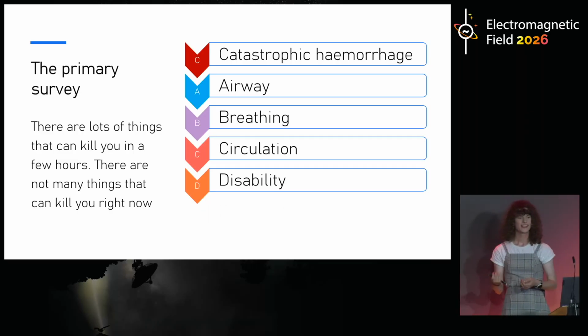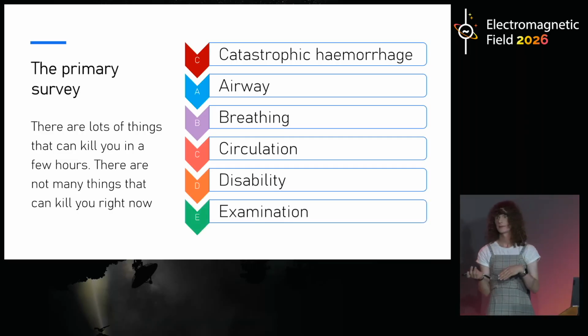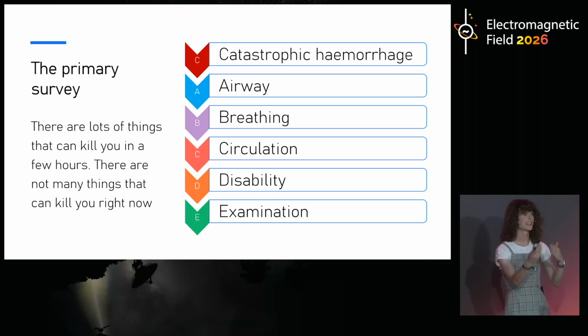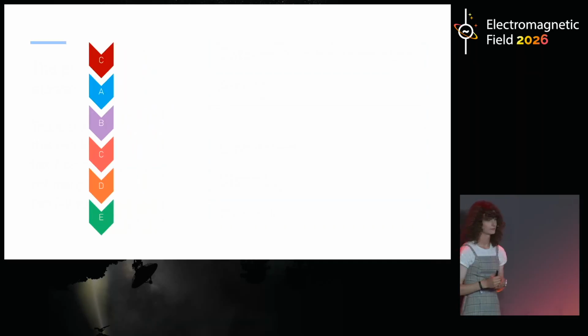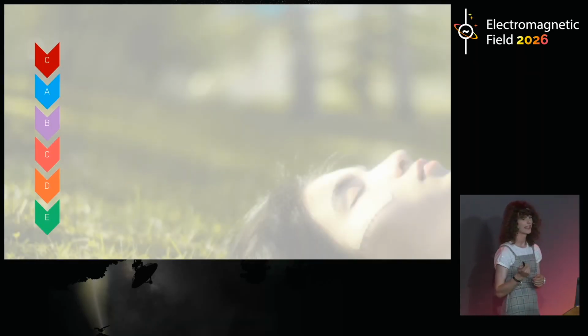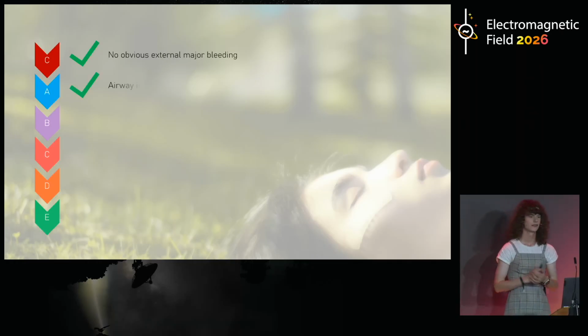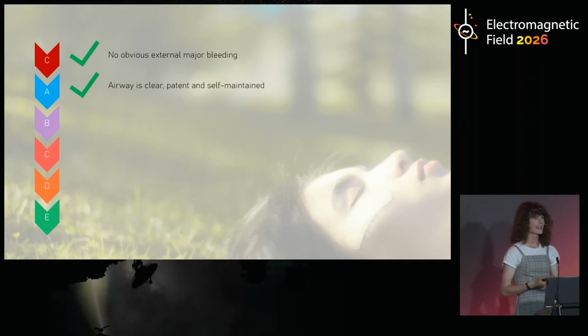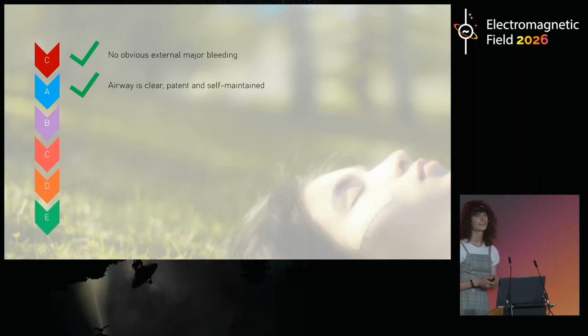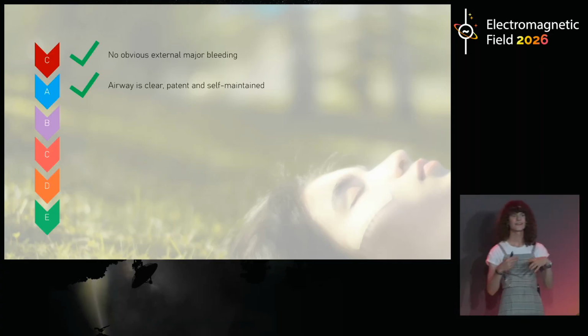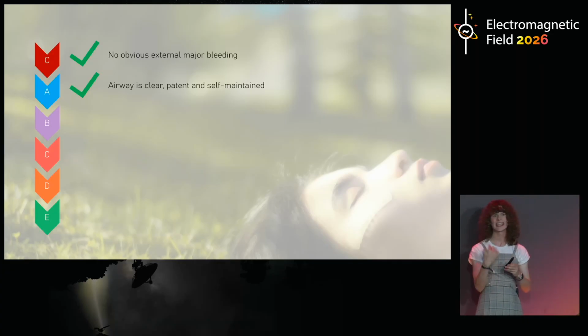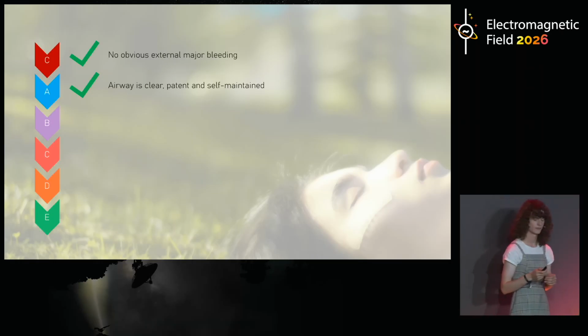And then we move on to the rest of our examination, which, if you've seen this before, you might have heard called expose, examine, lots of different things. So let's apply this to our patient. We can't see any obvious external major bleeding. And by the look of it, our airway is clear, patent, and self-maintained, which is all a very fancy way of saying that they're able to keep a tube open, basically, from their mouth to their lungs.